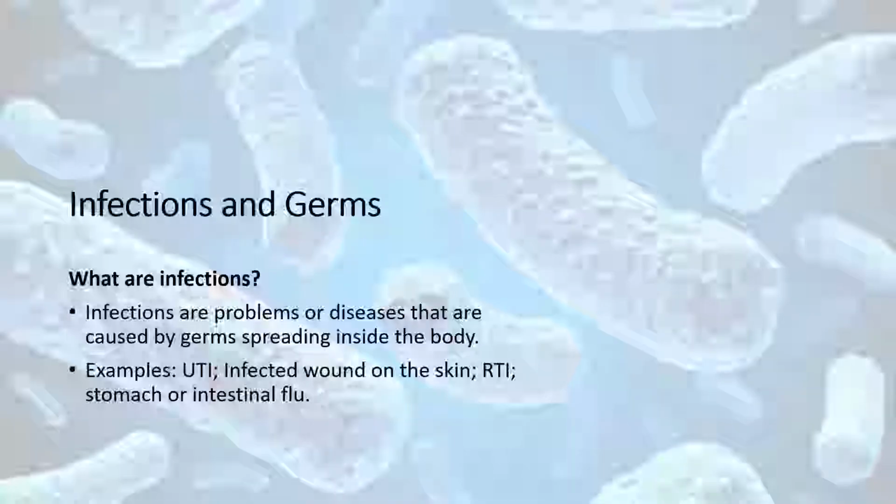Okay, let's now define what infection is and what germ is. An infection is a problem or disease that is caused by germs spreading inside the body. Examples are UTI or urinary tract infection, infected wound on the skin, RTI or respiratory tract infection, stomach or intestinal flu.